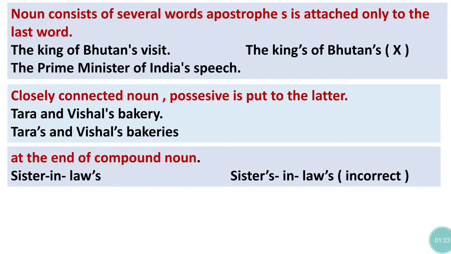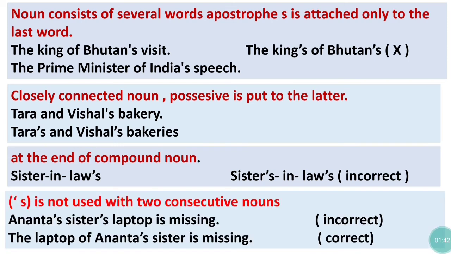Now the end of a compound noun. What is a compound noun? Sister-in-law, brother-in-law, father-in-law, these are compound nouns. So in compound nouns, we put apostrophe s at the end of the word, that is law. Sister-in-law's. We don't say sister's-in-law. It is incorrect.